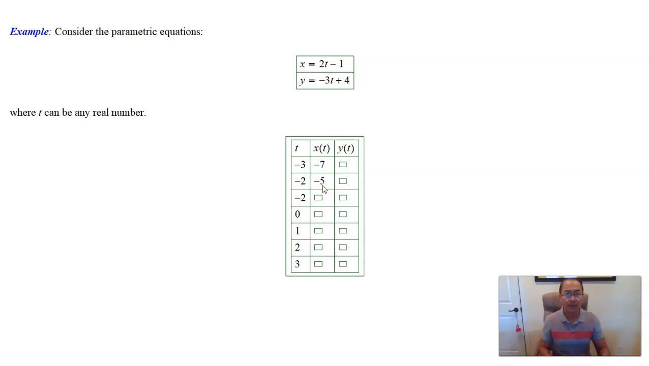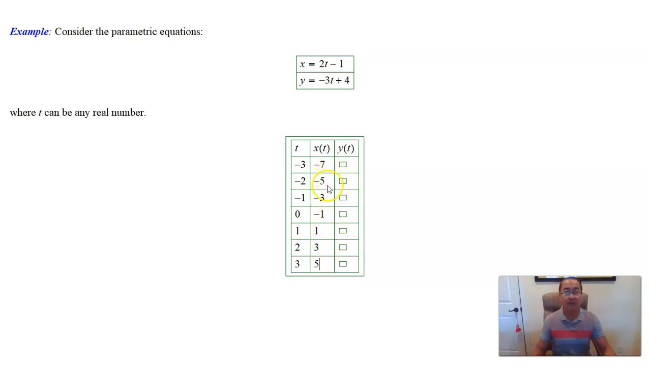Negative 2 minus 1, negative 3. 0 minus 1, negative 1. 2 minus 1, positive 1. So there you go, positive 1. 4 minus 1, positive 3, and 6 minus 1, positive 5. Okay, negative 7, negative 5, negative 3, negative 1, plus 1, plus 3, plus 5.